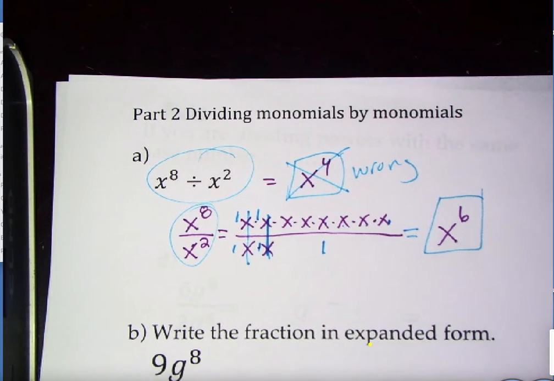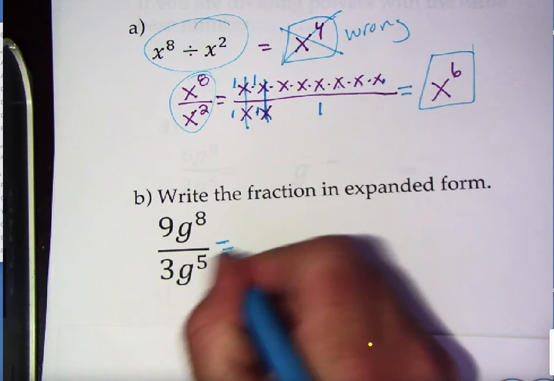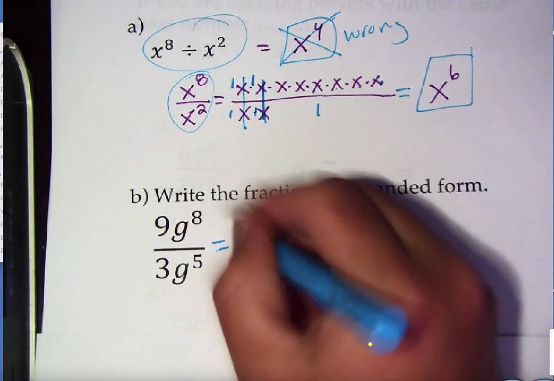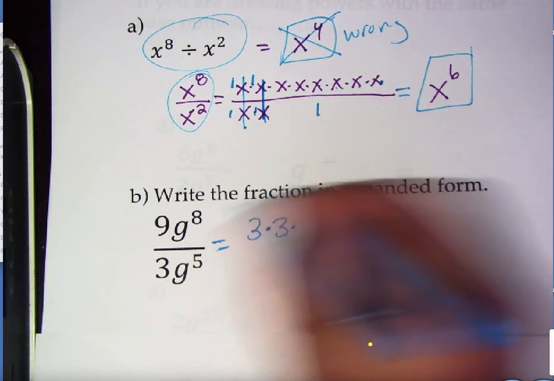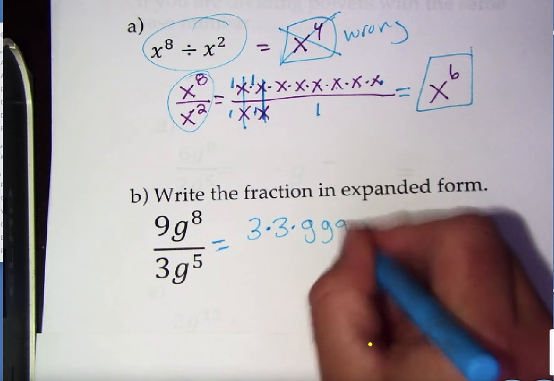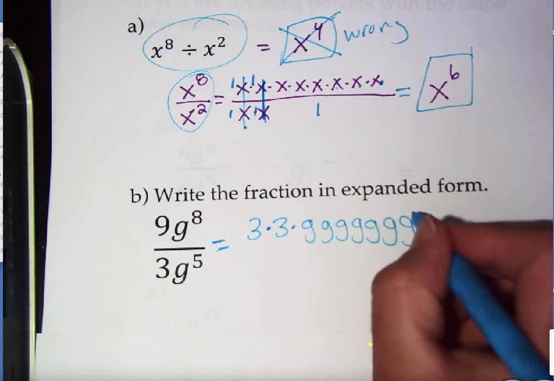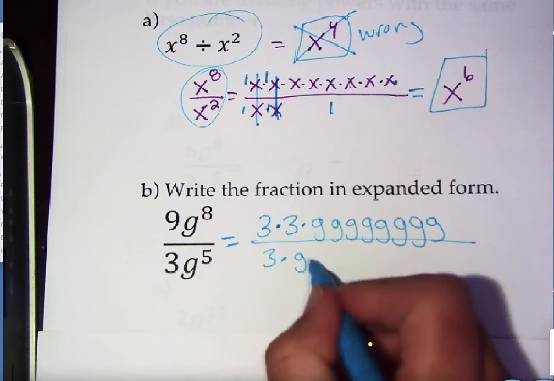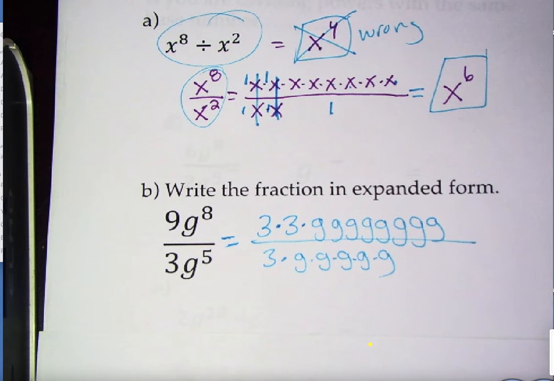And maybe you're picturing a rule in your head, right? But let's just make sure that this holds up when we have more complicated things. So we're going to write this out in expanded form. 9, remember, is 3 times 3. g to the 8th is 8 g's multiplied together: 1, 2, 3, 4, 5, 6, 7, 8, right? Over 3 is 3 times g times g times g times g. All right.